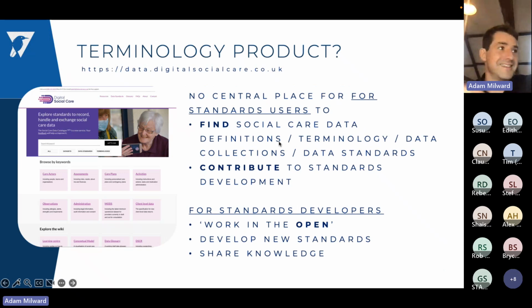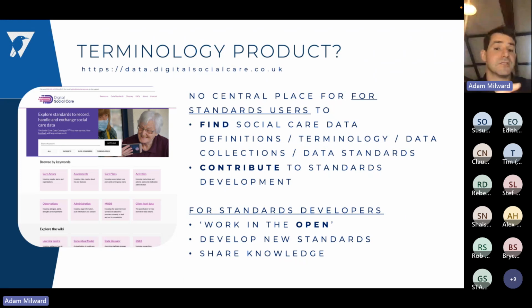I'll apologise again for going through this again, but just in case there's anyone new on the call, here is a quick overview of the terminology product. It's available at data.digitalsocialcare.co.uk. Ultimately, it's there because there wasn't really a central place for data standards across the UK, a place where users could go and find social care definitions, terminologies, data collections, and standardized data elements to collect information. And there wasn't really an open area where they could contribute and give feedback on the development of those standards.